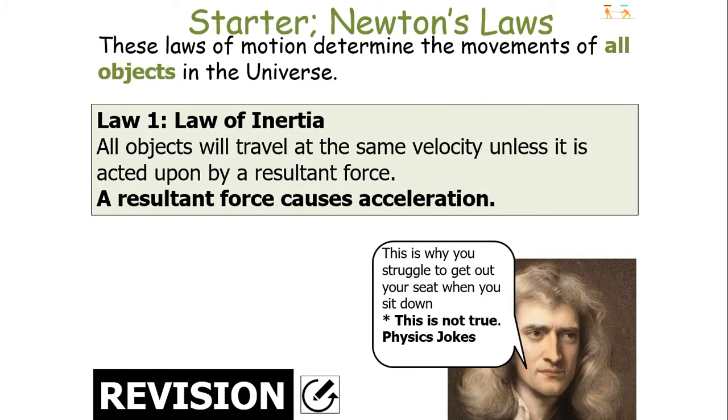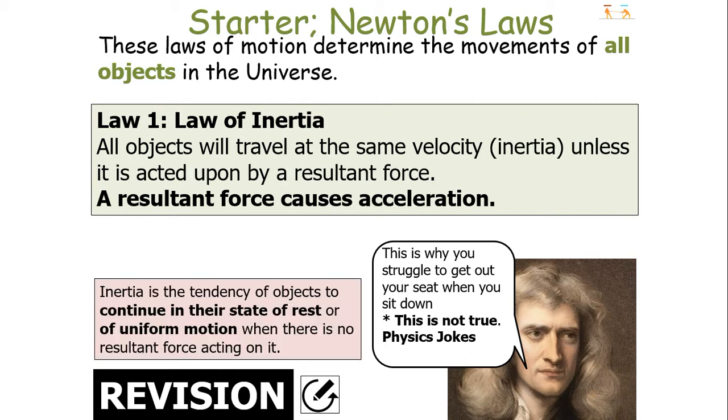So, there are laws of motion that determine the movement of all objects in the universe. Law 1, the law of inertia: all objects will travel at the same velocity, so the same speed in the same direction, unless acted upon by a resultant force. So a resultant force causes acceleration.